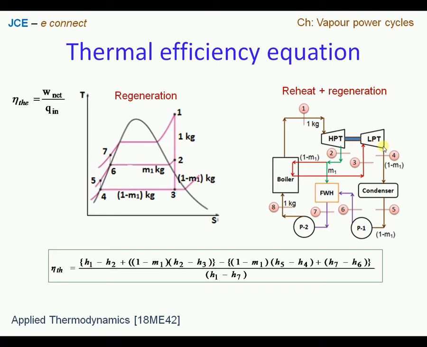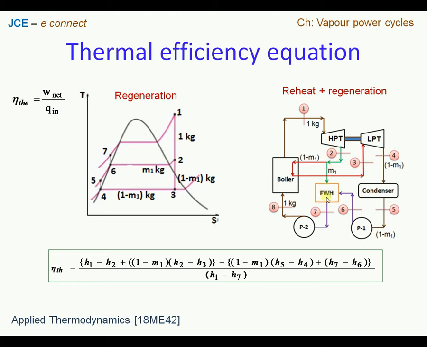After extracting the heat energy, the working fluid will go through a condensation process in the condenser from state point 4 to state point 5, and then the condensate, which is also called feed water, which is 1 minus M1 quantity, through pump 1 will be directed to the feed water heater. And this is the open type of feed water heater, where some portion of steam which was extracted from the high pressure turbine will get in direct contact with the feed water.